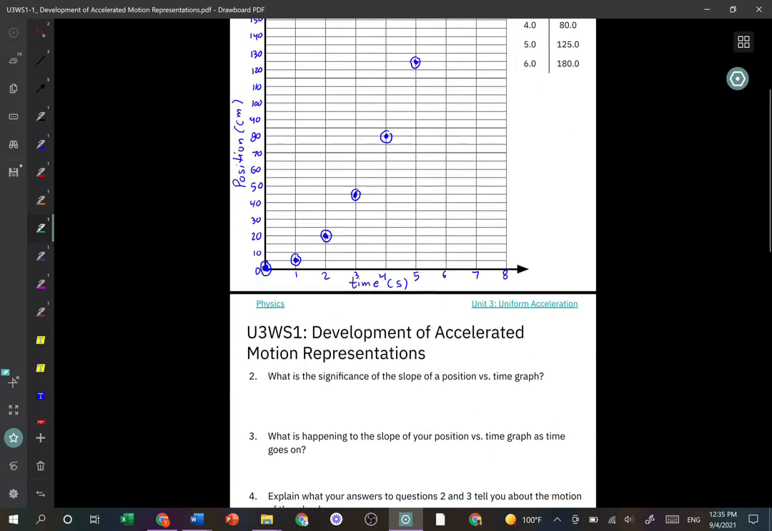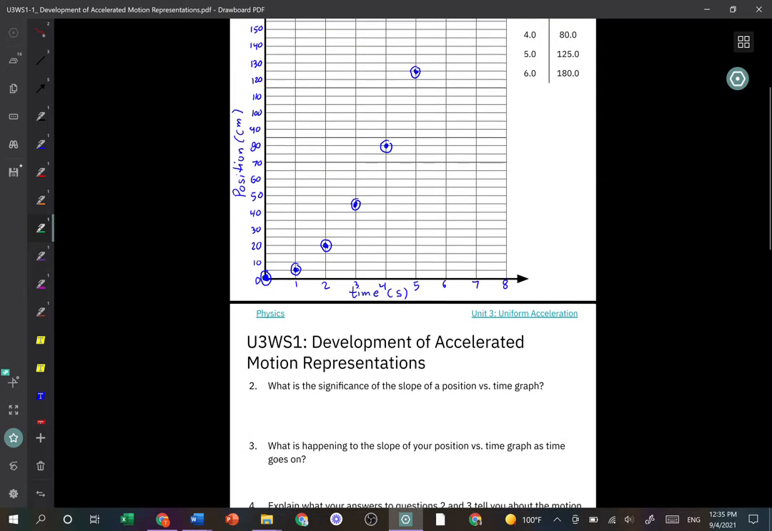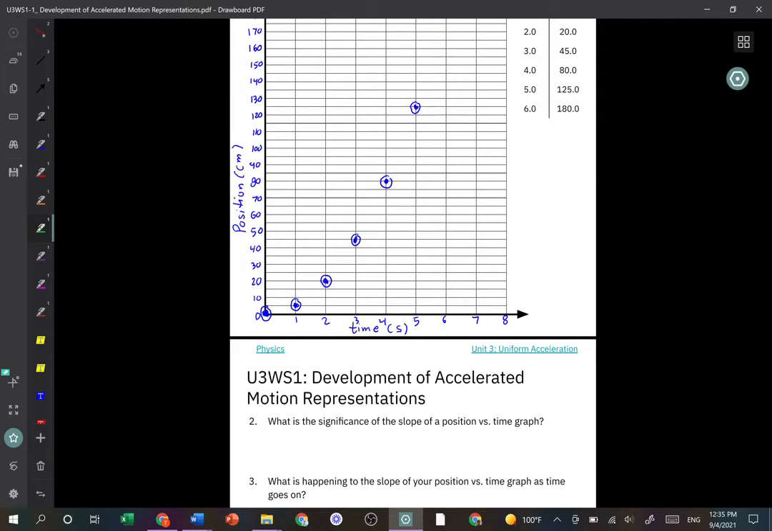Problem 2. What is the significance of the slope of a position versus time graph? Well, this is actually really something that we can start thinking about that we learned back in Unit 2, which was constant velocity. The slope of a position versus time graph tells us the velocity.